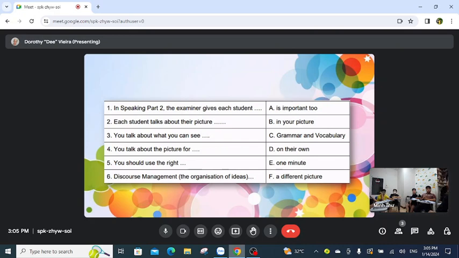Number 3, you talk about? You talk about what you can see in your picture. Good. In your picture, B. You talk about what you can see in your picture. Number 4, Nick. You talk about? You talk about the picture for 1 minute. Say the sentence again, Nick. Repeat it, please. You talk about the picture for 1 minute. Okay, you talk about the picture for 1 minute.